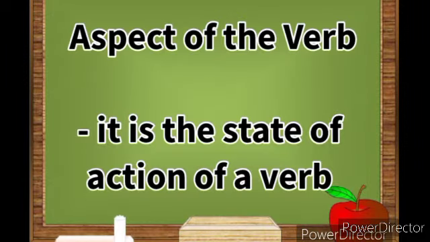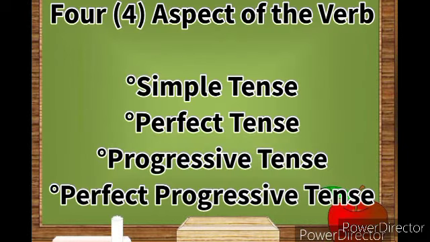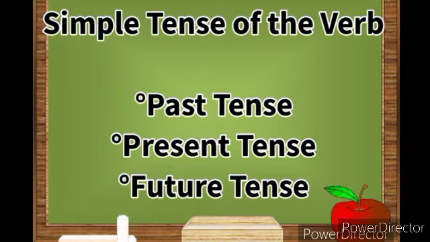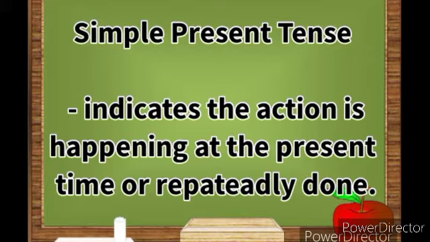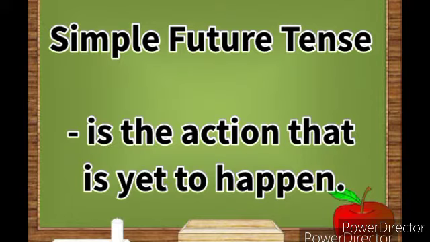Let's go on to the aspect of the verb. The aspect of the verb is the state of action of a verb. There are four aspects of the verb. These are the simple tense, perfect tense, progressive tense, and perfect progressive tense. Simple tense of the verb can be past tense, present tense, and future tense. Past tense is the action that happened in the past. Simple present tense indicates the action is happening at the present time or repeatedly done. Simple future tense is the action that is yet to happen.